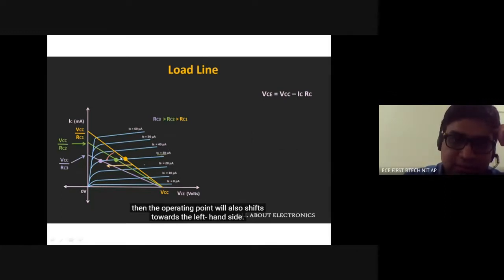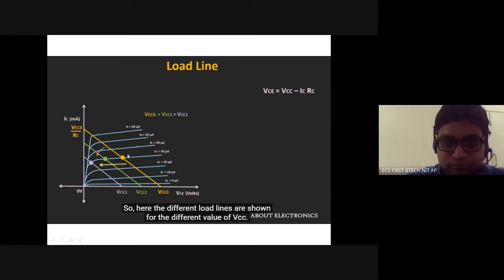Similarly, different operating points are given for different VCC by RC, because the collector resistance RC is changing. If you can see here, I am writing RC3 is greater than RC2, greater than RC1, so we'll get different operating points. Similarly, if the supply voltage VCC at the collector side is changing, that will also cause the operating point to shift. These are the reasons the operating point can change. So how we can rectify it is a very important thing.